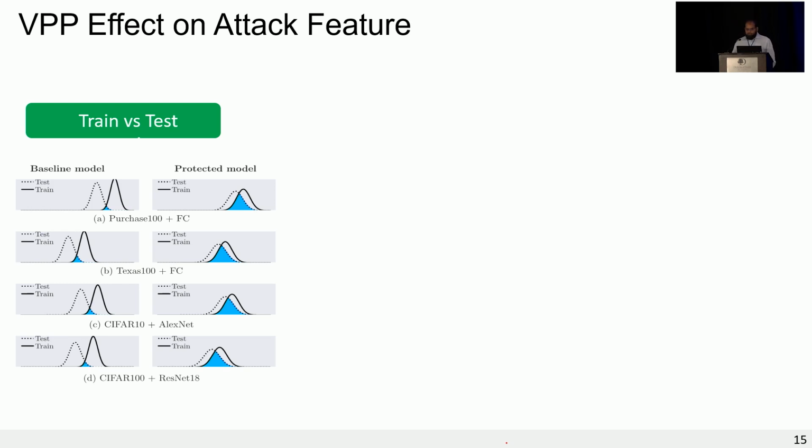Looking at the baseline model, which has the distribution of the attack feature on train data and test data, the attack is basically asking whether a particular sample belongs to the training data. Looking at the distribution, it is clear that the two distributions are separable with little overlap. That means in general, for the baseline model, it is possible to infer accurately whether a particular sample has been used in the model or not. But for the protected model, with our defense, we can see that the distributions overlap, meaning confusion. So the attackers will be confused about whether a particular sample is really used or not.